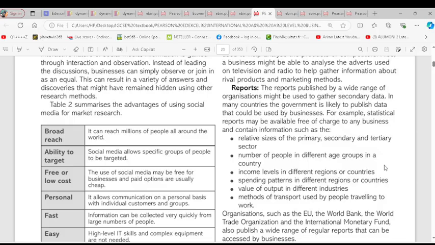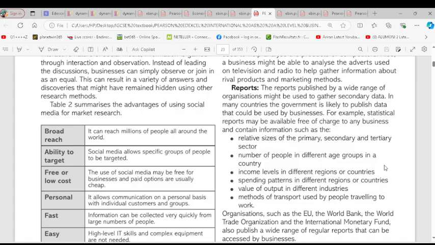Number of people in different age groups. You can also have information about different age groups in the society, income levels in different regions and countries. You can also have data about the income level, the middle class, the lower class, the upper class. You can gather information about their level of income. Spending pattern in different regions or countries. What customers spend on. Customer behavior regarding spending in different regions. In Tripoli, what do they spend on? In Benghazi, what do they really spend on? What do they really have interest in buying? So you can gather information from the statistical data.